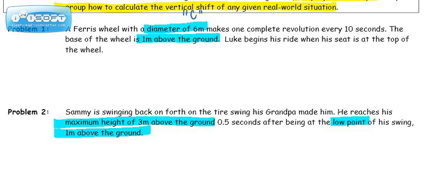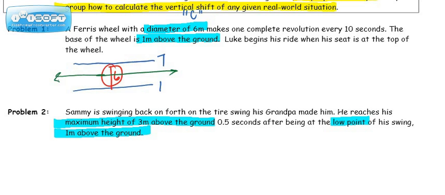So here we're talking about a Ferris wheel that's obviously located above the ground, and we know the bottom, or the base of the wheel, is 1 meter above the ground. And I know the diameter of the wheel is 6 meters. So I know the maximum height of the Ferris wheel above the ground is 7 meters. So if I wanted to find the sinusoidal axis, or vertical shift, I want to know what's in between that. And that's also known as the average.